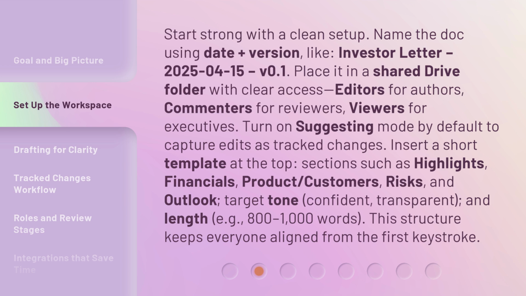Insert a short template at the top. Sections such as highlights, financials, product, customers, risks, and outlook. Target tone, confident, transparent, and length, e.g., 800-1000 words. This structure keeps everyone aligned from the first keystroke.